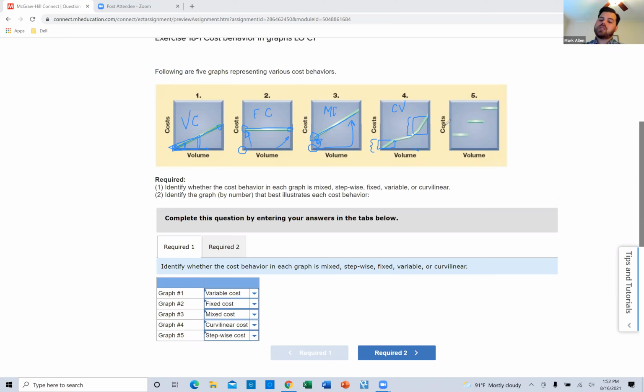Curvilinear costs just tell us that, hey, initially we get pretty large gains in productivity early on. But as we continue increasing production, at some point we hit a wall and we just can't really get around it. All right, so curvilinear is what we're seeing here in graph 4. And graph 5 is interesting. It's what's called a step fixed cost, or what I'm just going to abbreviate here as SW for stepwise.